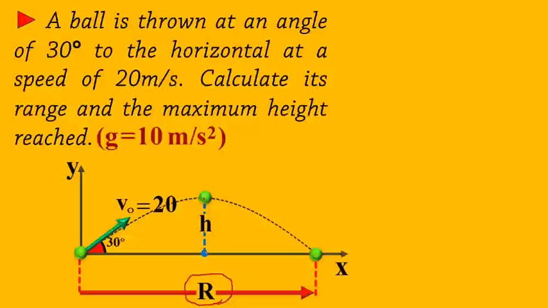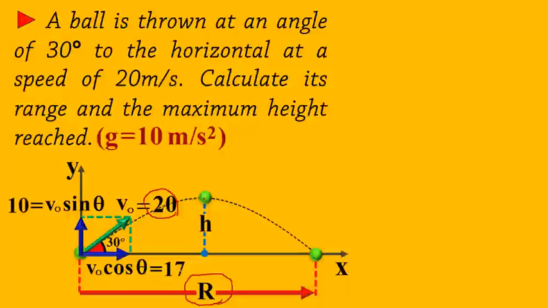Okay, at the beginning, we have to find components of initial velocity. Initial velocity is a vector with a size of 20 meters per second and also the angle of 30 degrees to the horizon. And so the horizontal component is v0 cosine of theta, and vertical one is v0 sine of theta. By substituting the values, 20 times cosine of 30 degrees, I will have 17 meters per second horizontal component of the initial velocity, and the vertical component of initial velocity will be 10 meters per second.